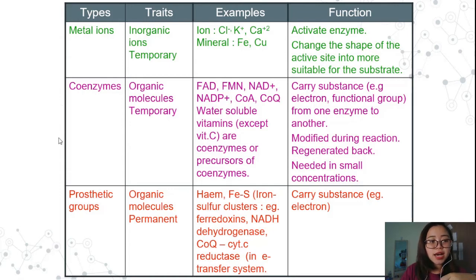So, the second type of cofactor is coenzymes, which is this pink row right here. Coenzymes are organic molecules, and they also bind to the active site temporarily. Here are some examples. I don't remember the full names of them right now, so let's just go with the abbreviations. We have FAD, FMN, NAD+, NADP+, coenzyme A, CoQ, water-soluble vitamins except vitamin C, and these are all examples of coenzymes, or they could also be precursors of coenzymes.